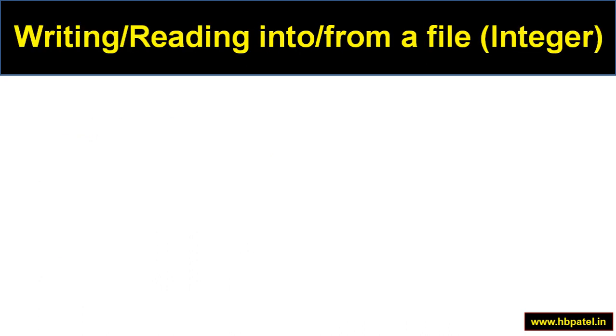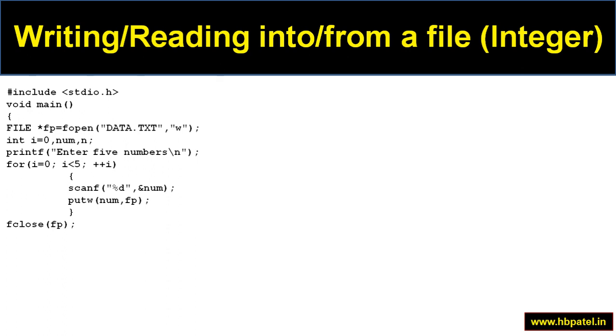Now let us start writing numbers into the file, and then reading those numbers from the file. In the earlier case it was about characters. In the last video we saw how characters are written into the file using the putc function, and how characters are read back from the file using the getc function. So for characters it is getc and putc, and in case of integer numbers it's getw and putw. This is the only difference. Now let us understand a small program.